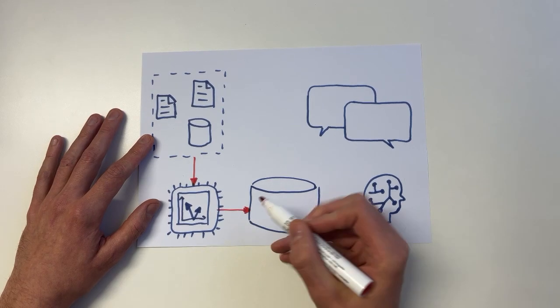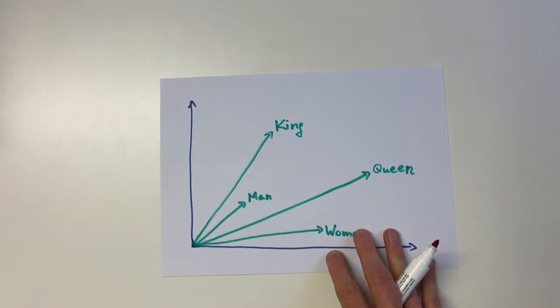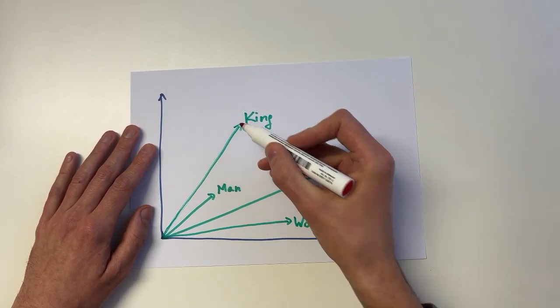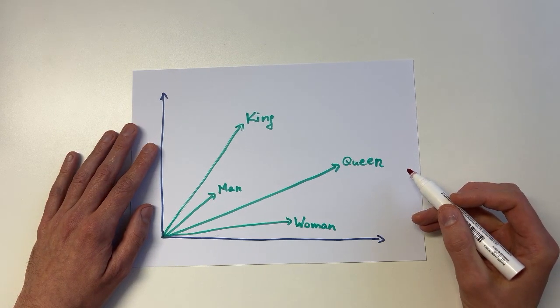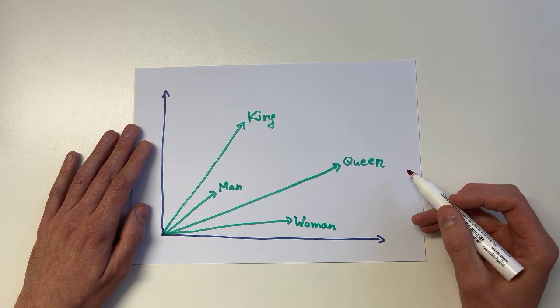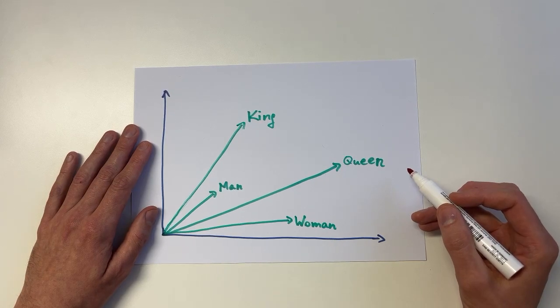I'll switch briefly to this very simplified representation. An embedding, mathematically considered a vector, describes the content of a text component. The more similar the content of two text components, the closer their corresponding embedding vectors will be to each other.